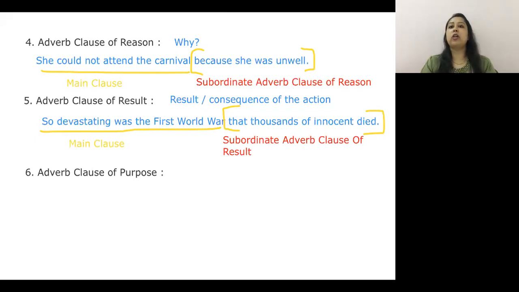Moving on to adverb clause of reason and adverb clause of purpose. The basic difference here would be when I say adverb clause of purpose, the action is oriented towards achieving something. I want to do something. I am undertaking something so that I have desired result. You get it? So here I can give you one example.